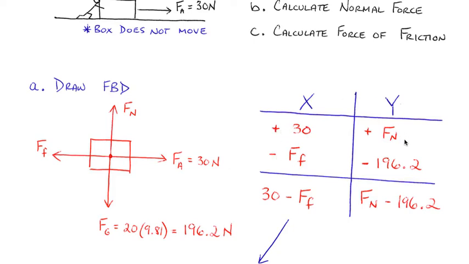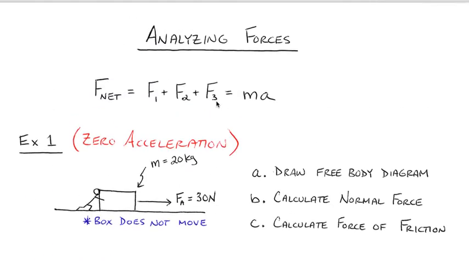I do the same for the y. I assume my normal force, which I don't know right now, is positive because I'm going to assume positive is up. I'm going to assume negative is down. Therefore, my force of gravity is really negative 196.2 newtons. Then all I do is I just sum them up. The total of my forces in the x direction is positive 30 minus the force of friction. And in my y direction, it's the positive normal force minus the force of gravity. It might be hard to realize right here, but all I've done by setting up this table is calculate the sum of my forces in each direction.